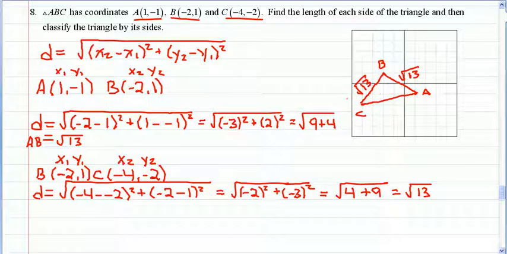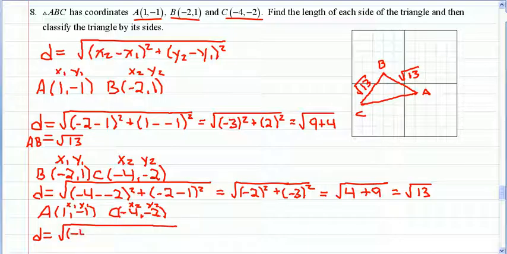So far we know that this triangle is isosceles. To check if it's equilateral, we have to find the length of AC. So I just repeat the process one last time. A is 1, negative 1, and C is negative 4, negative 2. So 1, negative 1 is x1, y1. Negative 4, negative 2 is x2, y2. And I use the distance formula.